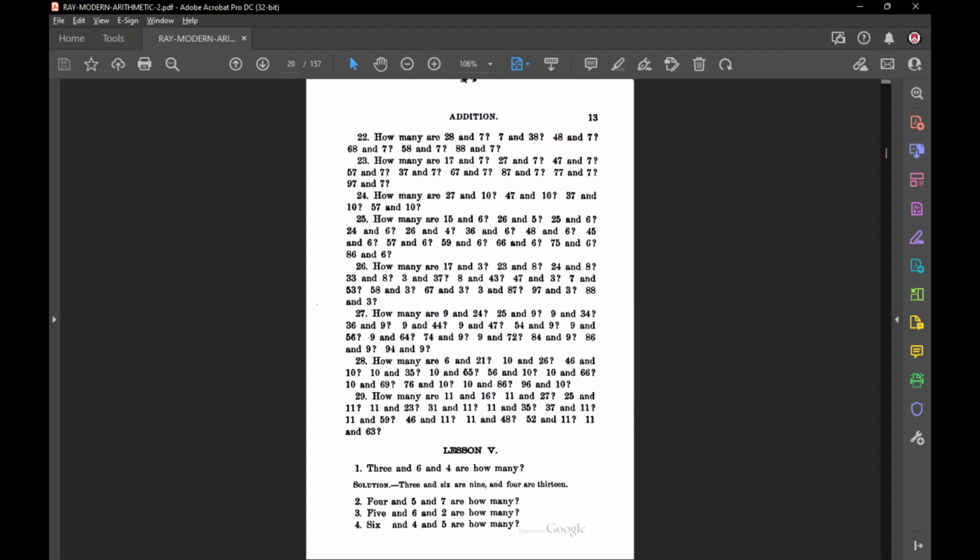Number 3, 5 and 6 and 2 are how many? You want to try one? Go ahead. 5 and 6 are 11. 5 and 6 and 2. No, just do 5 and 6 are 11, and 2 are 13. Right, 13, okay? So that's how you give the solution. And you just have to calm down, right?